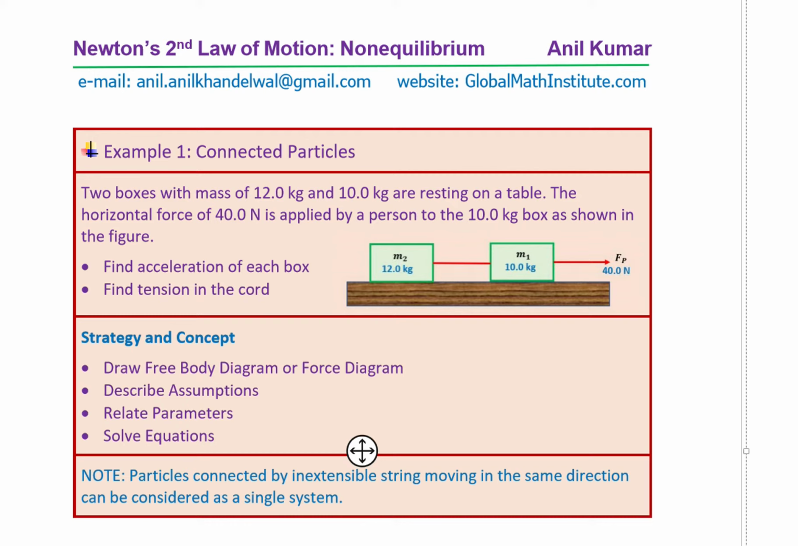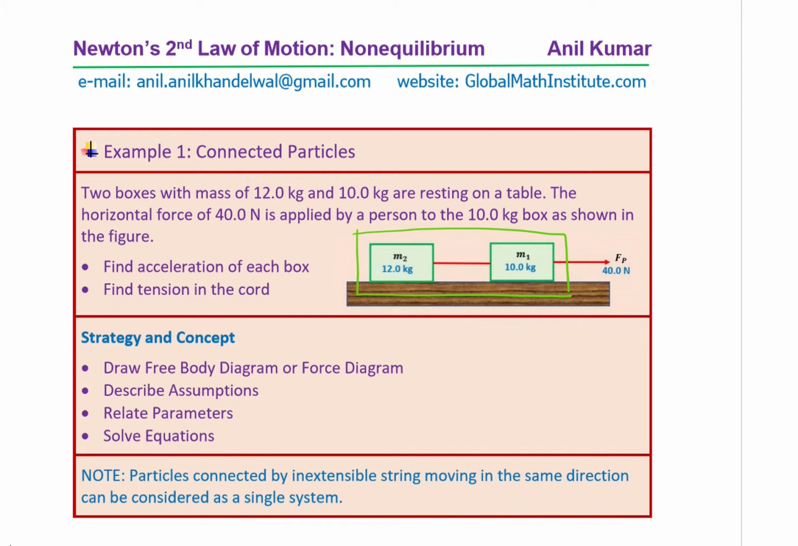Now what is going to be our strategy? Our strategy will be first to draw a free body diagram or the force diagram, describe the assumptions, relate parameters, and then solve the equation. That is what we're going to do, right? Also note that particles connected by an inextensible string moving in the same direction can be considered as a single system. You could also make one system kind of like this. This will be treated as a single system.